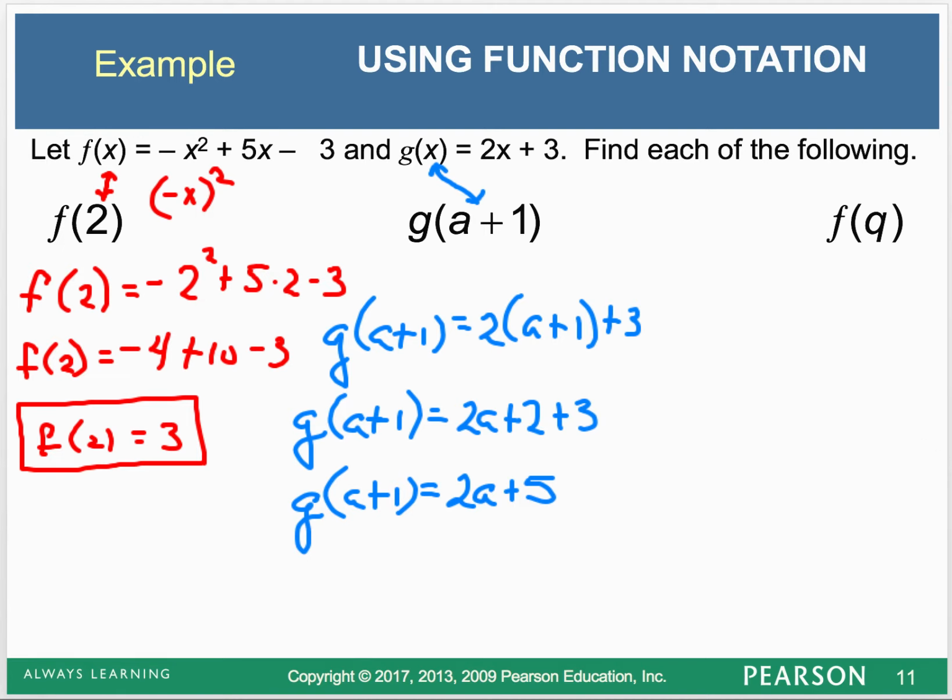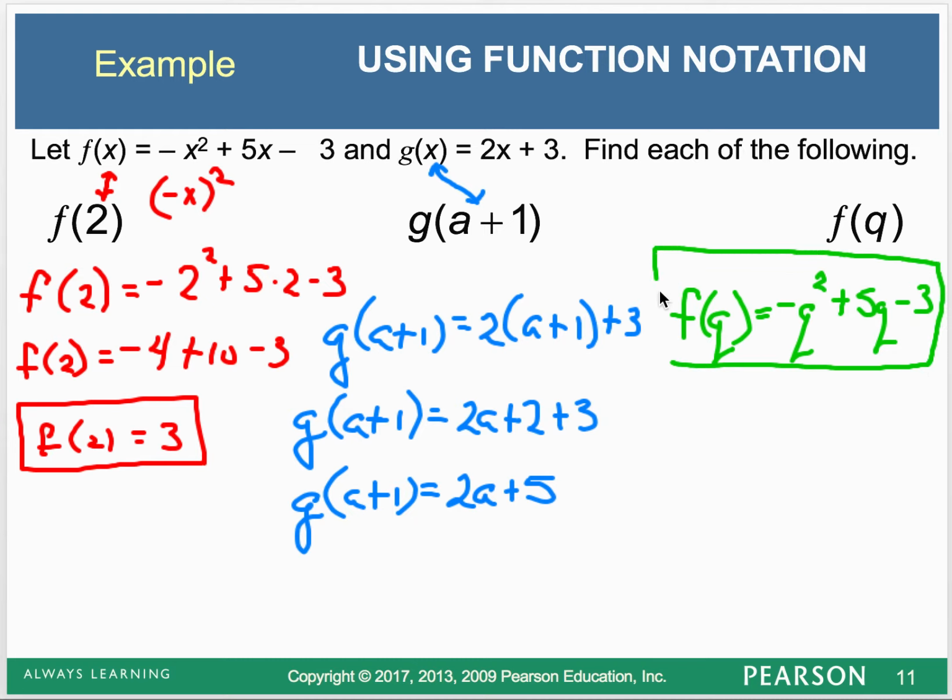F of q. So f of q is asking me to do what? Yep, replace every x with a q. So negative q squared plus 5q minus 3. And I can't simplify that any further. So that's it. Okay, so using function notation, it's really simple.